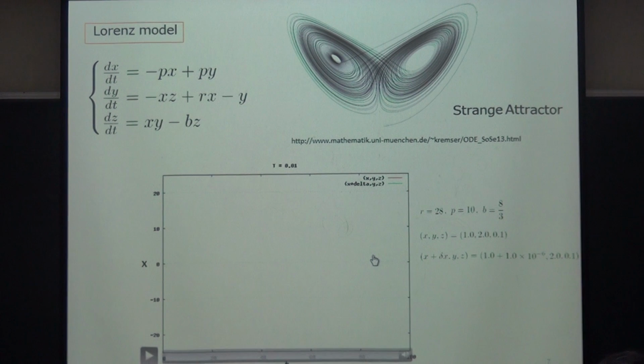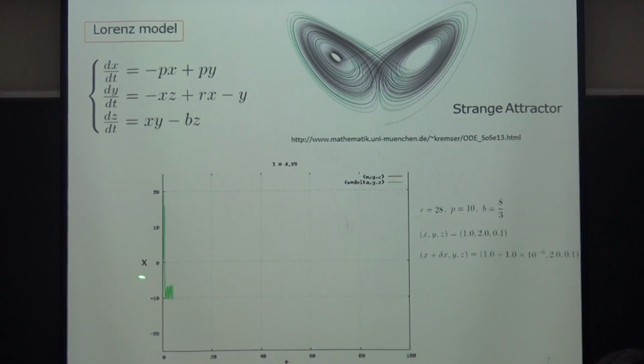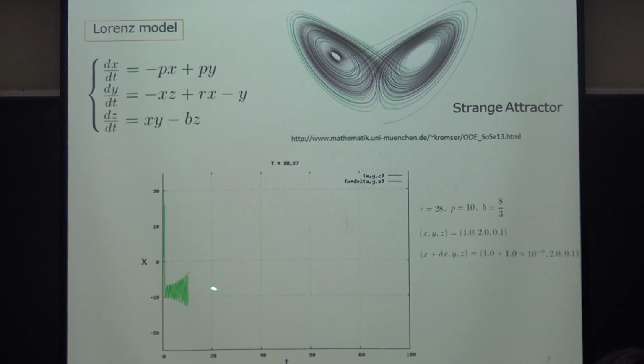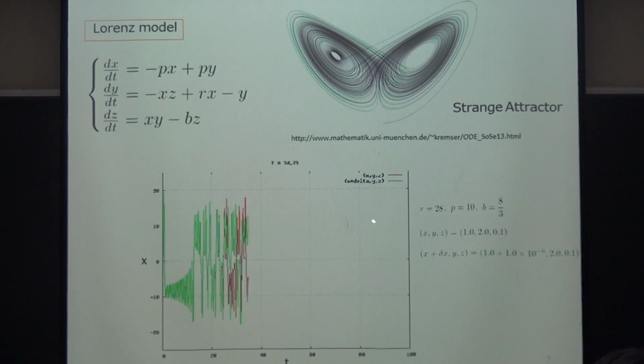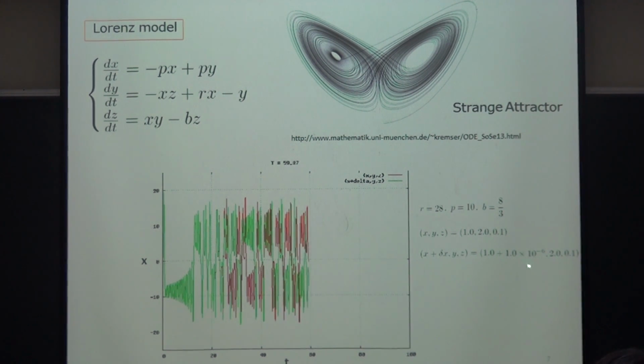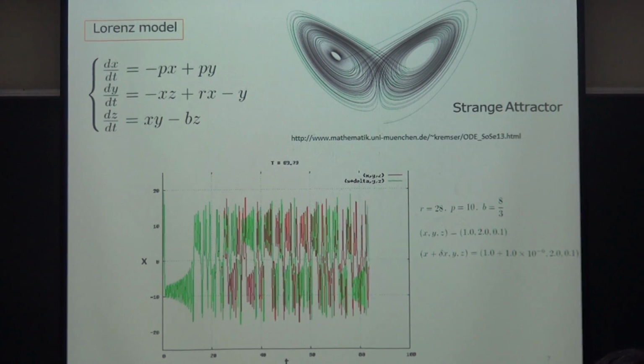But yeah, now we can see only green lines. But at the time of 20, this red line appears. I'd like to stress that this difference is only order 1. So at the time of 20, this 10 to the minus 6 difference grows to order 1. This is the characteristic of chaos.